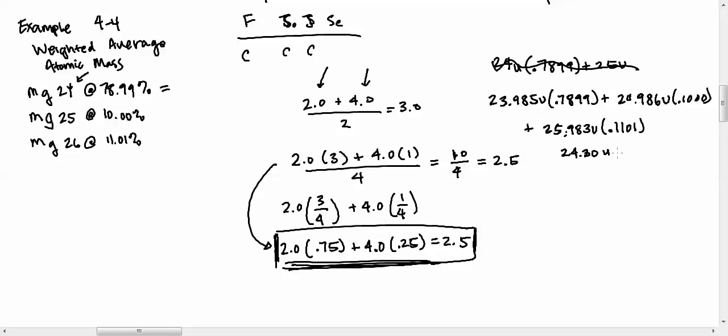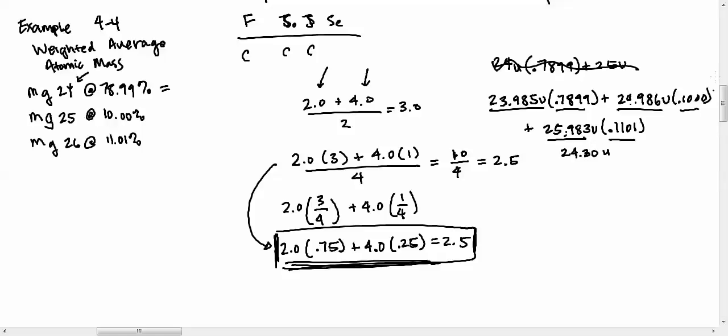And the question is, why did I cut it down to 4 significant figures, even though I reported 5 sig figs over here? Well, because the decimal only contained 4 sig figs over here. And when I multiply, I use the lowest number of significant figures. So my answer is 24.30.